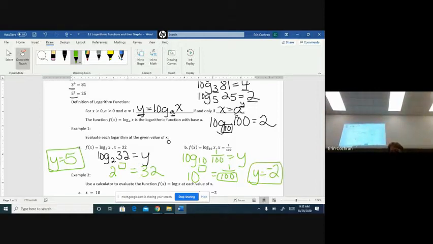Does that make sense to you guys? So anytime you see that fraction, we know it's going to be a negative exponent. Okay, and then look at 10 to what power gets me to that denominator. Okay.